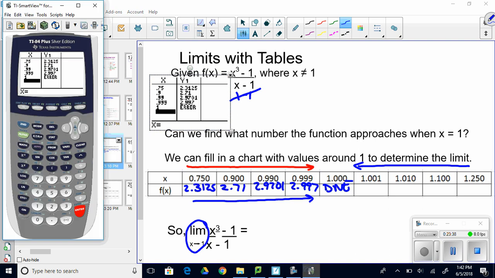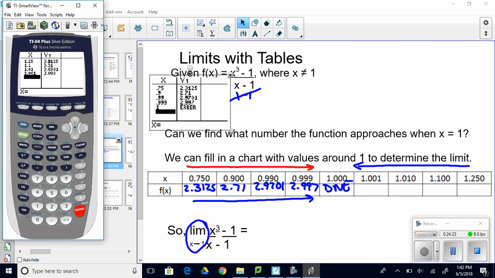So now I use my table and I type in some of the numbers that are on the right-hand side of 1. So 1.001, 1.010, 1.1, and 1.25. And I kind of messed this up. I should have typed, yep, let's try that again. So I'm going to go back up to the top, and I'm going to do it differently this time. So I'm actually going to start with 1.25 because that's farther away from 1, and then 1.1 because that's getting closer to 1, and then 1.01 because that's even closer, then 1.001.